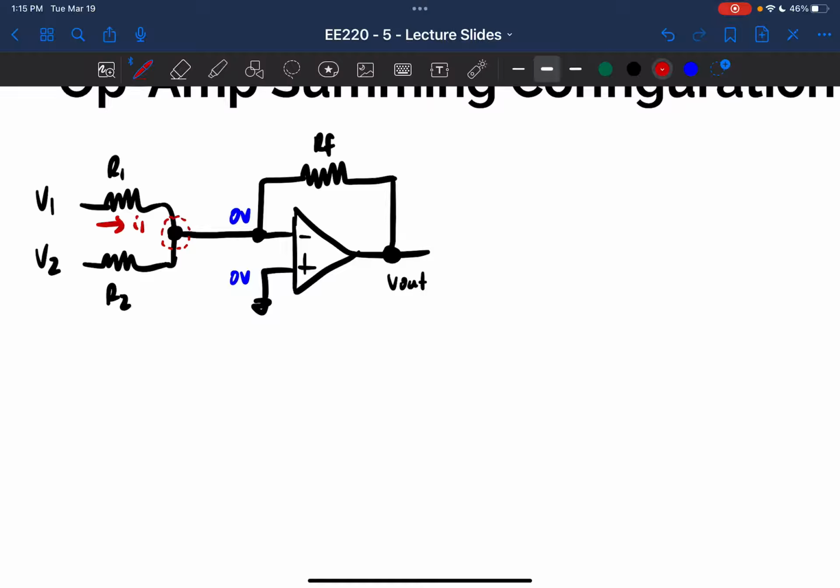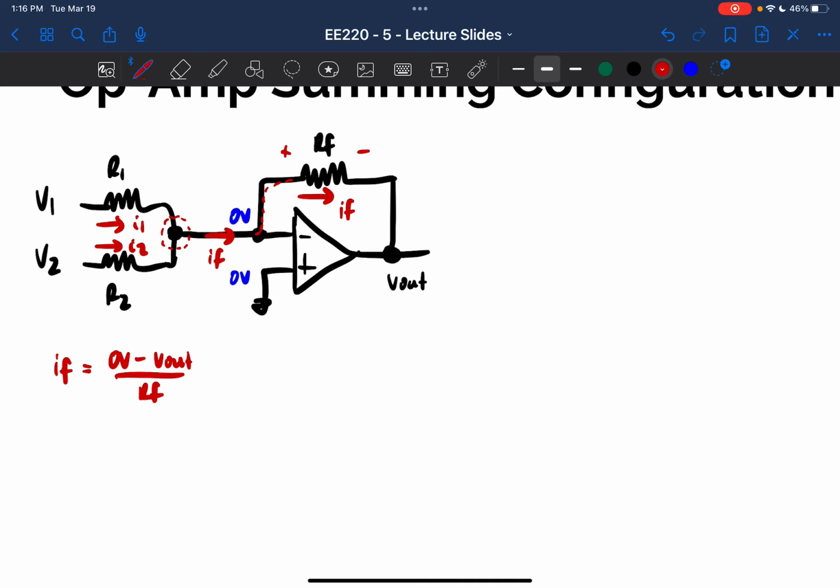I'm going to call this current I1, I'll call this current I2, and then the current that comes out of this node right here is this current, which is the same as this current, right? Because no current flows into the terminal of my op amp. So I'll call this IF, which is equal to this. And let's go ahead and write some expressions for those currents. IF is going to be the drop across my resistor going this way divided by RF, which is 0 volts minus V out divided by RF.